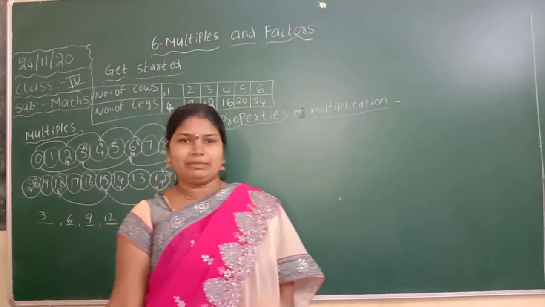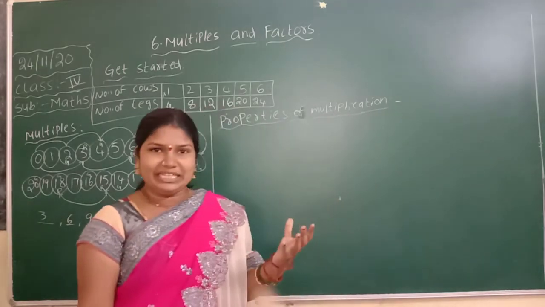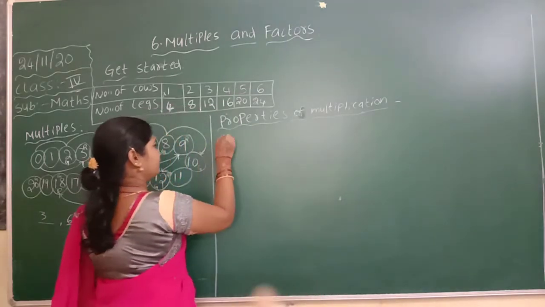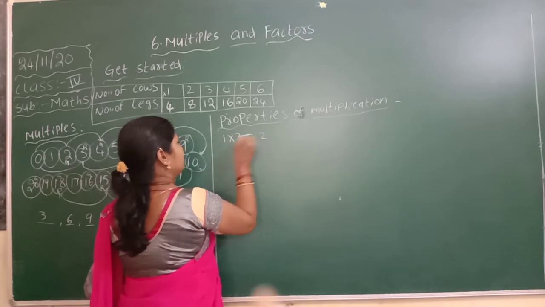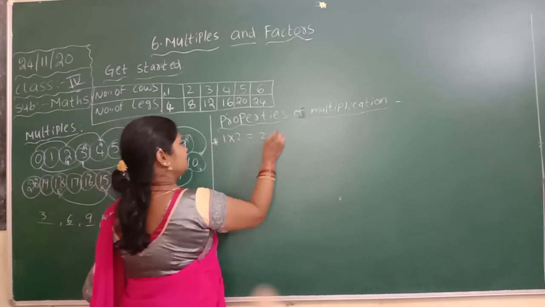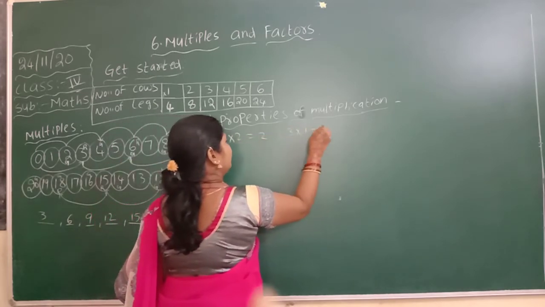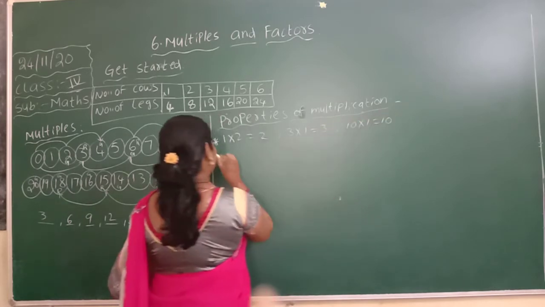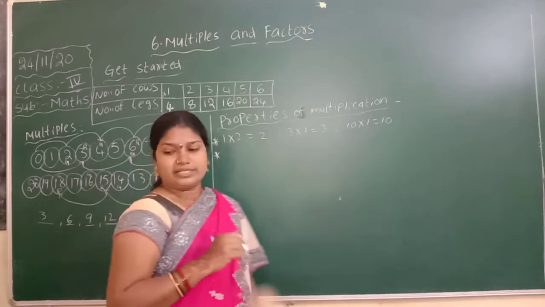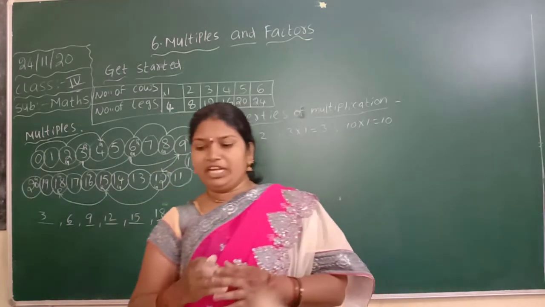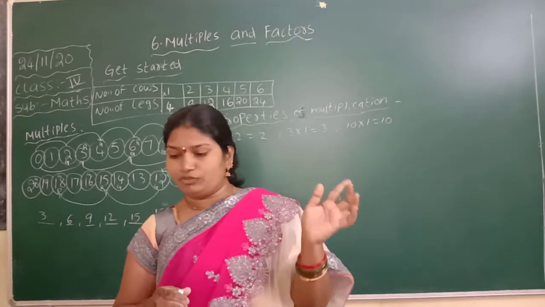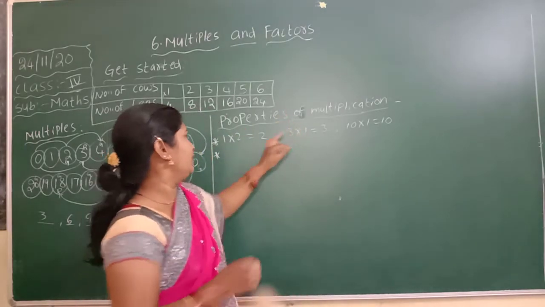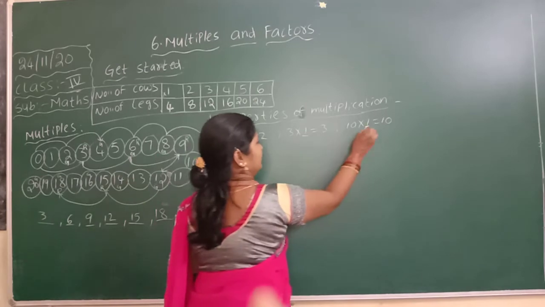Properties of multiplication means if you multiply any number by 1, we will get the number itself. 1 into 2 is equal to 2. It is the first point. And 3 into 1 is equal to 3. 10 into 1 is equal to 10. And the second one, every number is a multiple of 1.